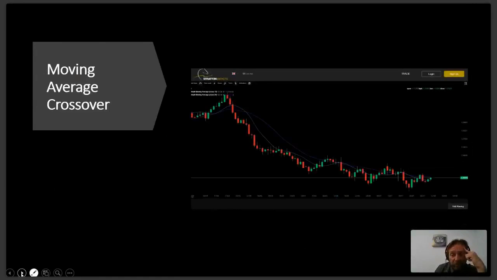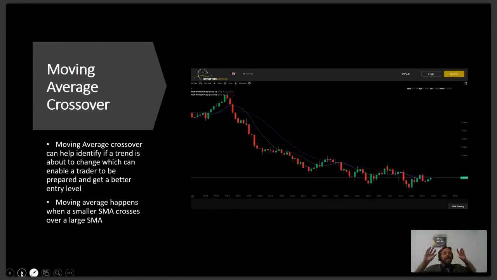Now, the moving average crossover can be used, or so the belief is, or so the theory is, to identify if a trend is about to change, which can then potentially enable the trader to be prepared and get a better entry level. Now, this theory happens when a smaller SMA, simple moving average, crosses over a larger SMA.